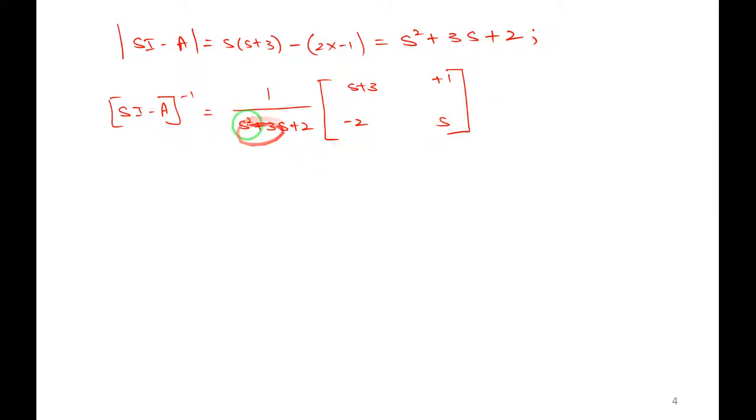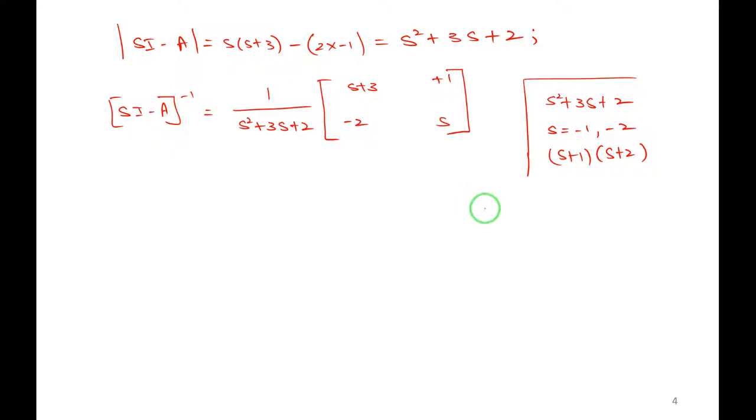So factorize it, S square plus 3S plus 2, right? So what will be the factor? If I find out the roots of this equation, degree is 2, so A is 1, B is 3, C is 2. So the roots are S equal to minus 1, one root, another root is minus 2. So I can write it in the form of factors, S plus 1 into S plus 2. Is it fine?